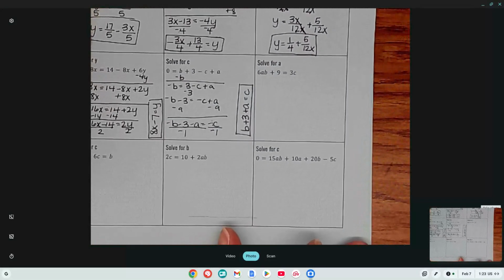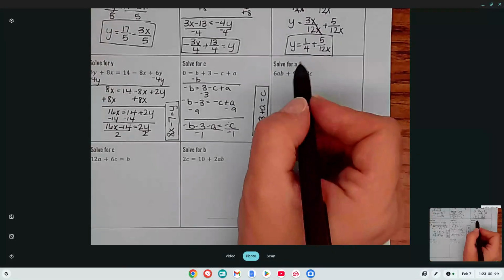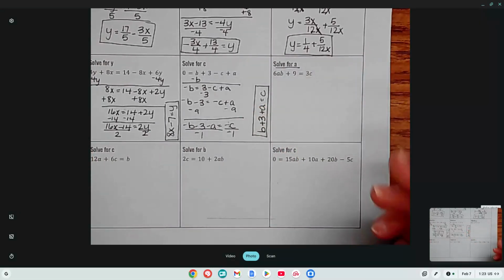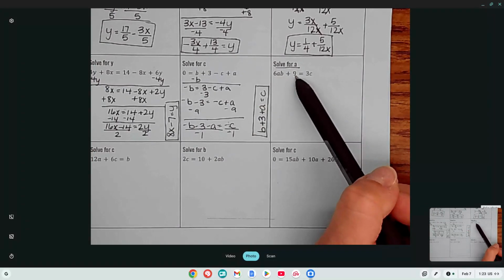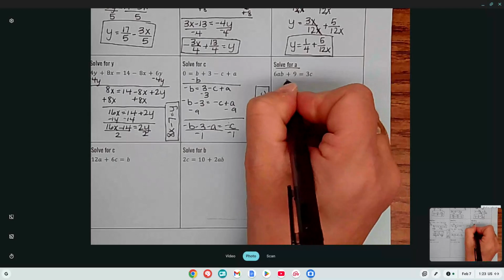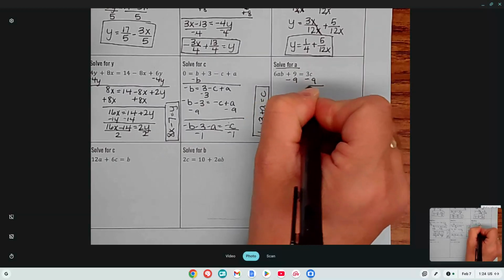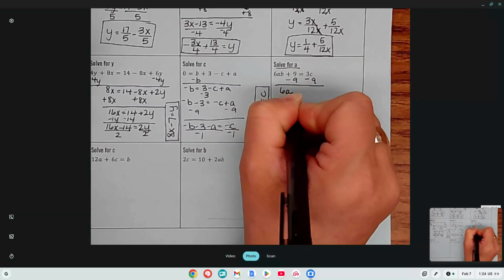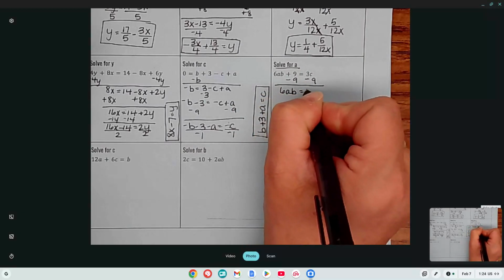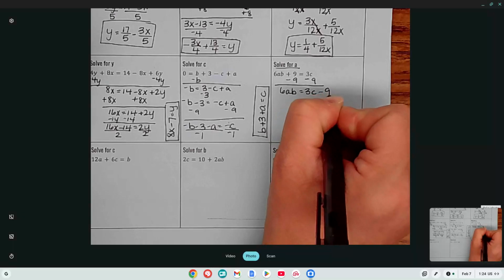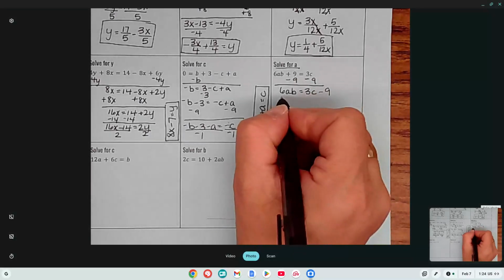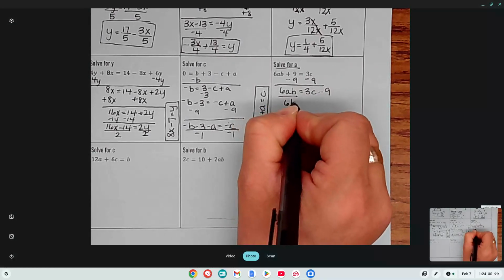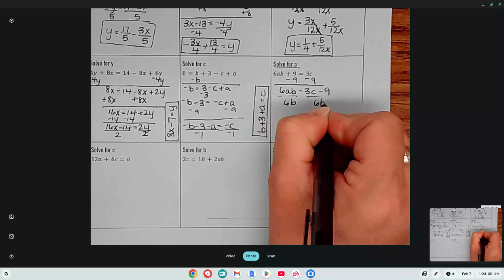All right. This next one we want to solve for A. It looks like A is being multiplied by some stuff here, and then we're adding 9. So I'm going to start with this 9. I'm going to subtract it. So now I have 6AB equals 3C minus 9. I'm trying to get A by itself, right? So I'm going to divide by 6B. Yes, you can divide by two things at the same time.